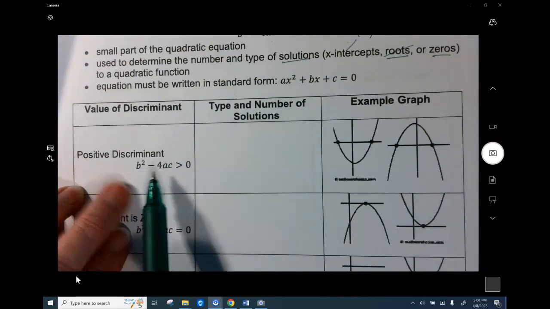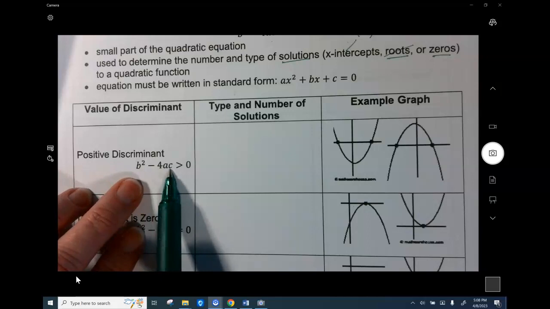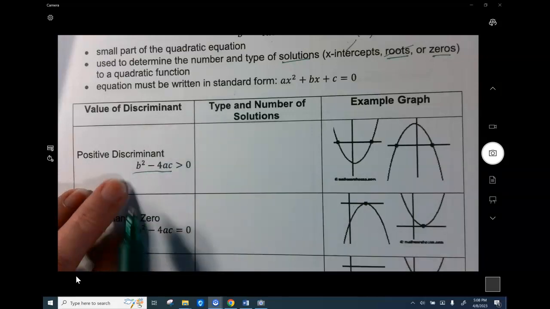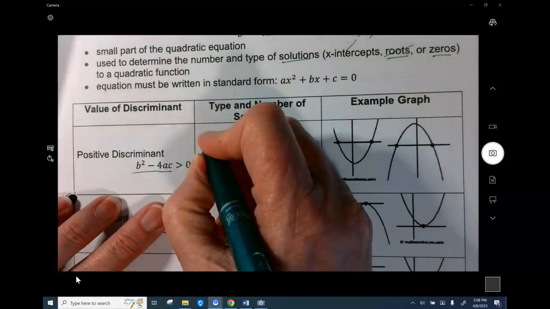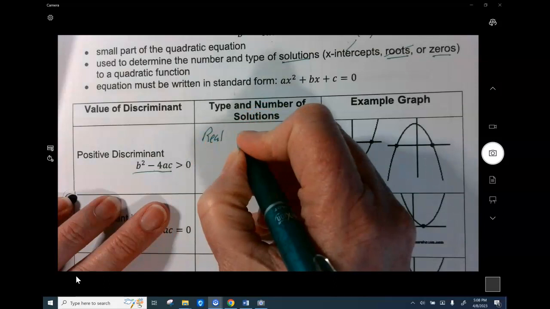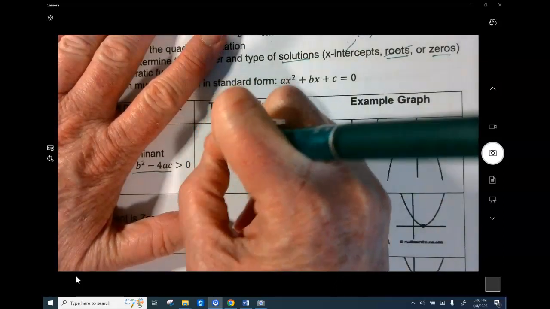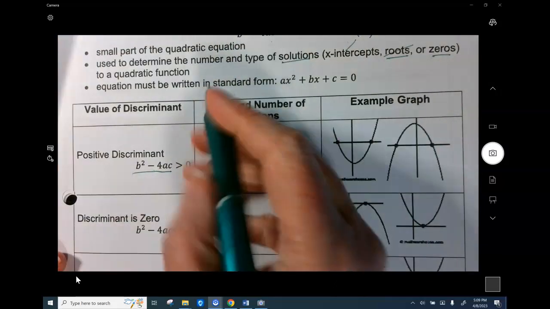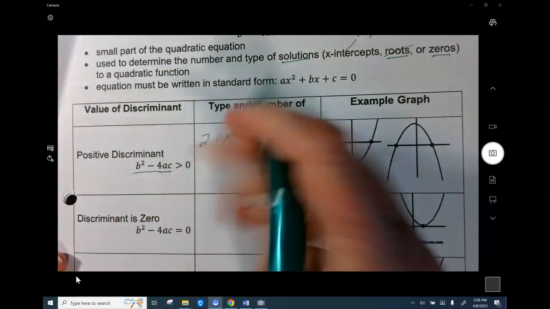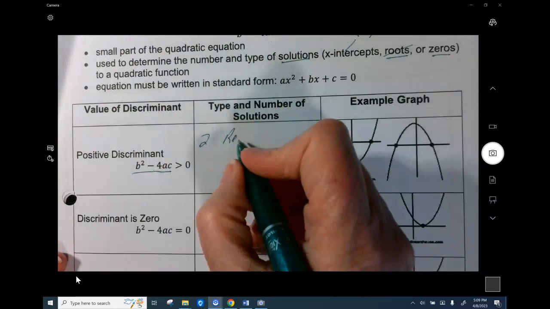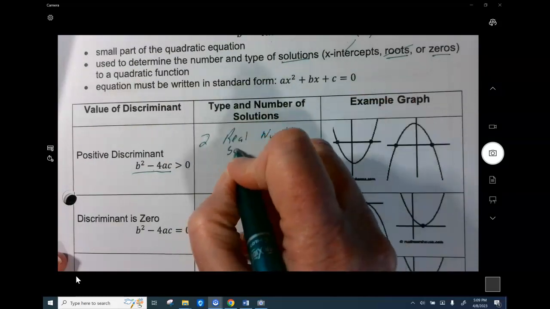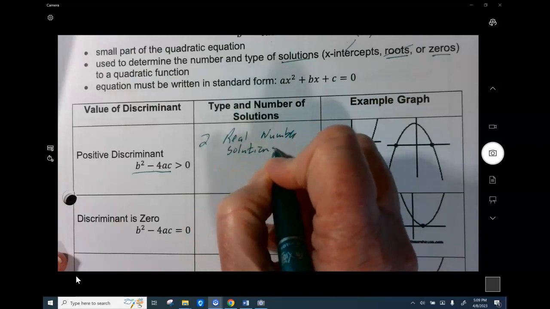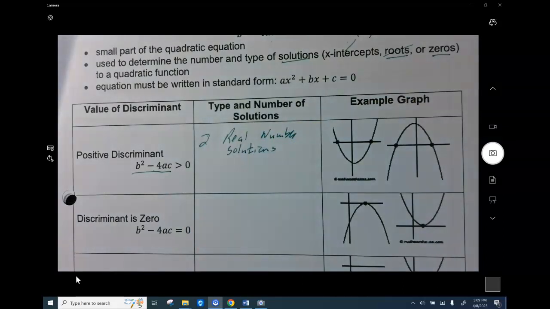So what this tells us so far is if b squared minus 4ac, the discriminant, is positive, meaning it's greater than 0, then you're going to have two real number solutions. Okay?